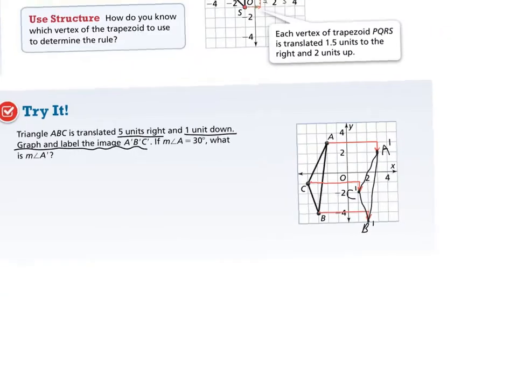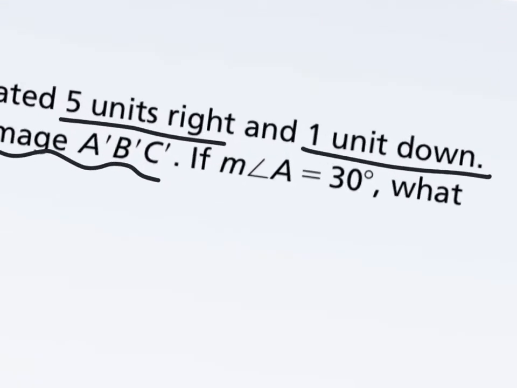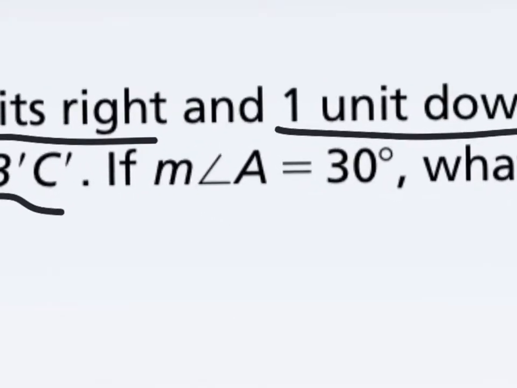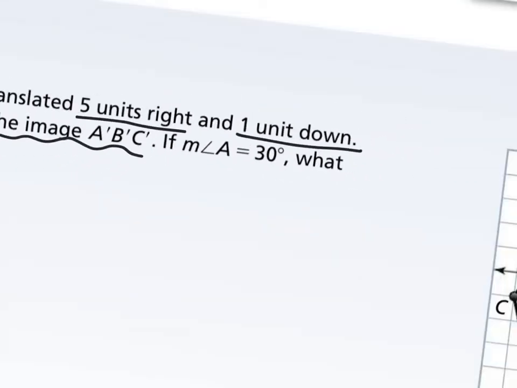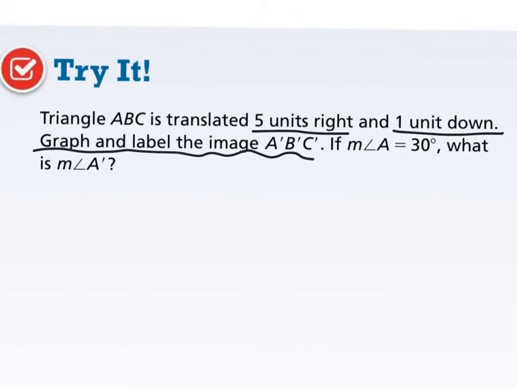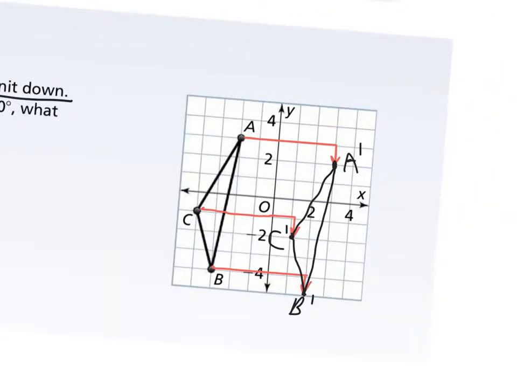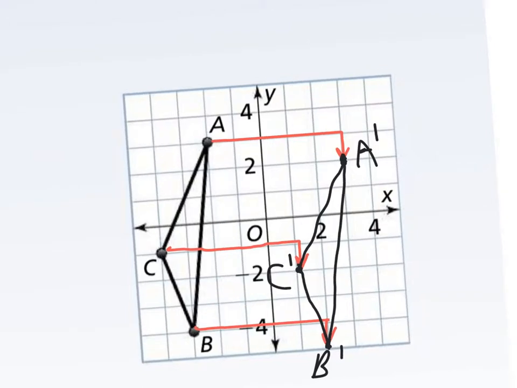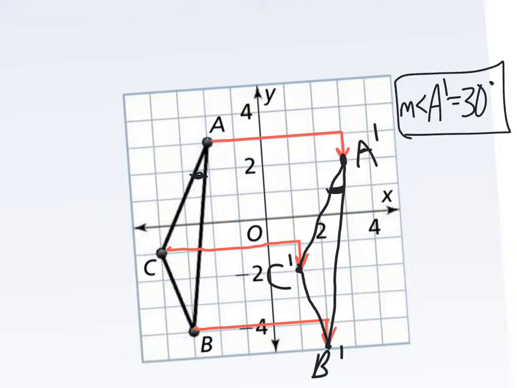Now the other part of the question says the measure of angle A is 30 degrees, and they want us to find the measure of angle A prime. Well, if we had up here a 30-degree angle, what would this angle be? 30 degrees, good. So the measure of angle A prime also equals 30 degrees. All our sides are going to be the same lengths, all our angles are going to be the same, because all we did is move this thing.